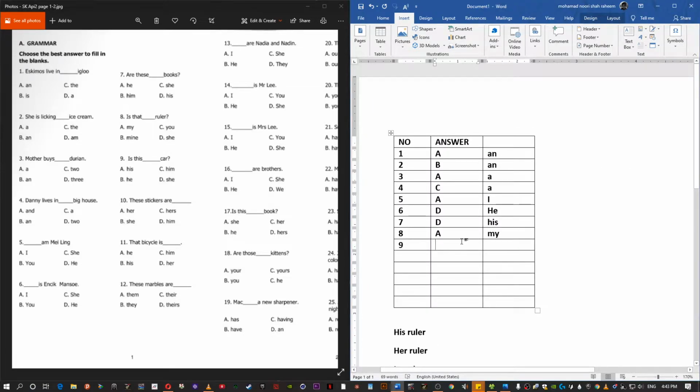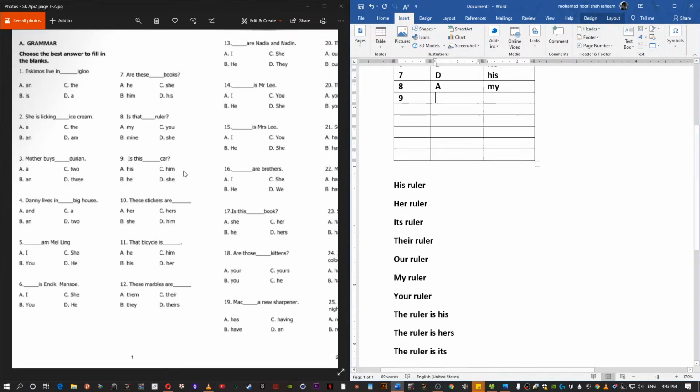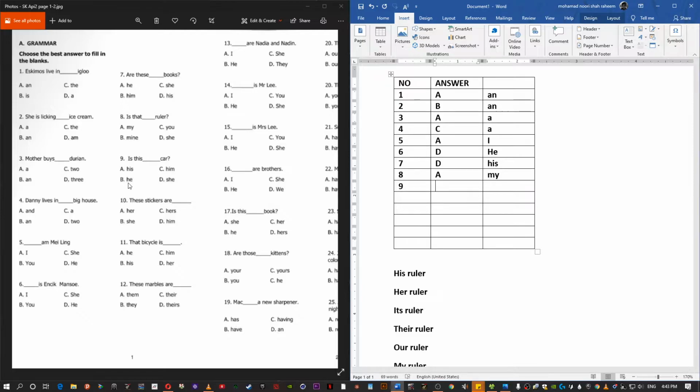Alright, okay, so number 9 is this car, so his, alright? Sebab benda tu datang di belakang. Him, he, she, salah. The answer is A. So his car. So this should be pretty easy for you, okay? Alright, okay, number 10.